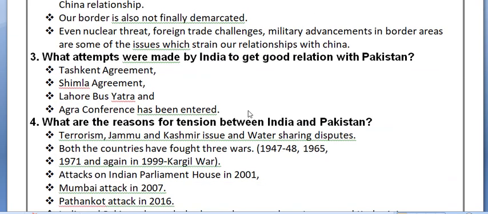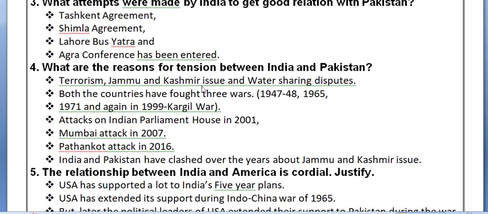What attempts were made by India to get a good relationship with Pakistan? Tashkent Agreement, Shimla Agreement, Lahore Bus Yatra and Agra Conference have been entered. What are the reasons for tension between India and Pakistan? Terrorism, Jammu and Kashmir issue and water sharing disputes.